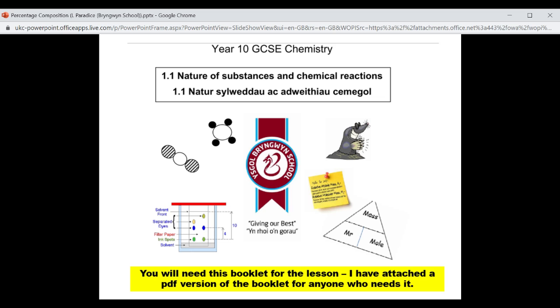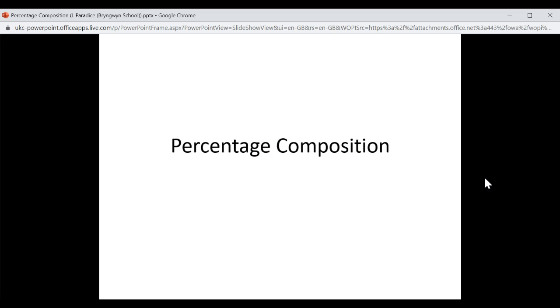Okay, now we're going to be covering percentage composition. It's going to be a short little lesson. It was something that we did cover just before we broke up for Christmas. However, I think it's something that we do really need to go over again just to make sure we're all familiar with what we need to be doing with it.